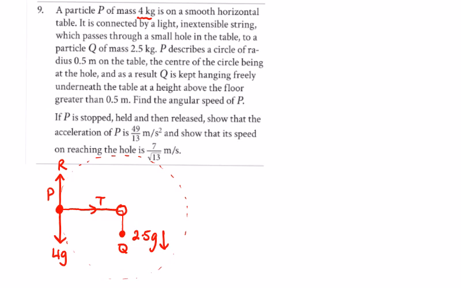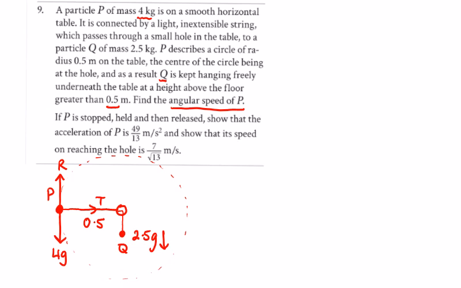P describes a circle of radius 0.5. Okay, so 0.5 here for my radius. And Q is kept freely hanging, so it's in equilibrium. So if it's kept freely hanging, it's not moving, so the opposing forces have to be equal. And it's at a height above the floor greater than 0.5. Okay, find the angular speed of P. There's a lot going on here.